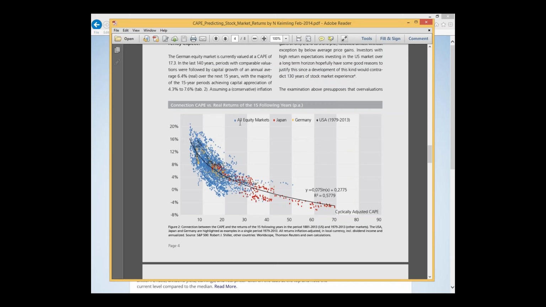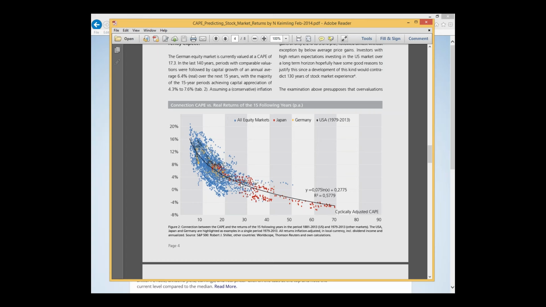The blue dots are all equity markets. Then they have Japan, the red dots, Germany, yellow, and the USA from 1979 through 2013 in black. The CAPE ratio is not a good predictor on an annual basis, but if you look at long-term returns, the standard deviation narrows around this regression line here.